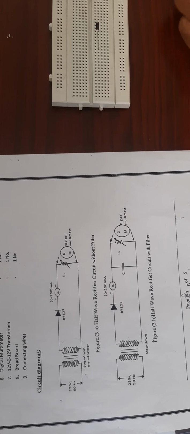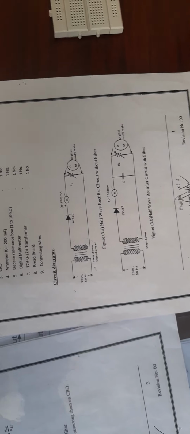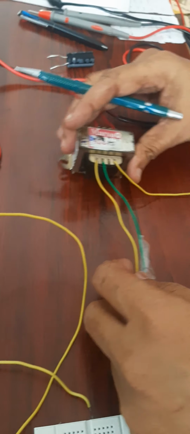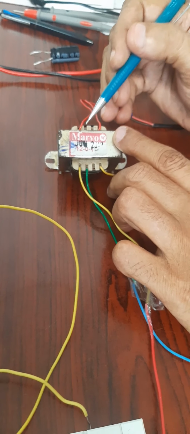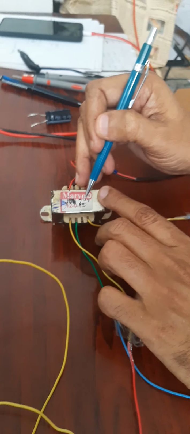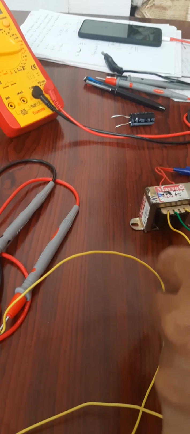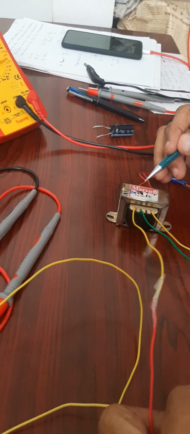The other component is the transformer. You can see here, this is the transformer that I am going to connect. On this body, a sticker has been pasted with a rating of 12-0-12. If you take the extreme terminals, the voltage is 24 volts, because 12-0-12 is 24.